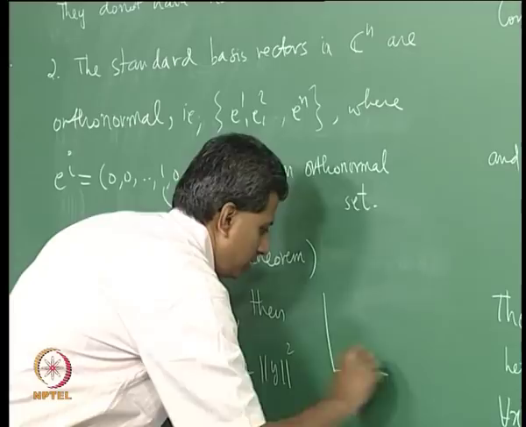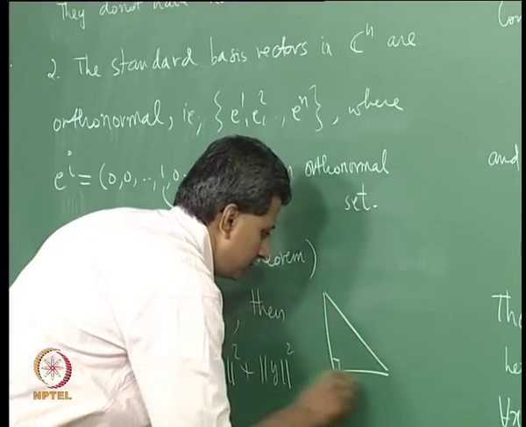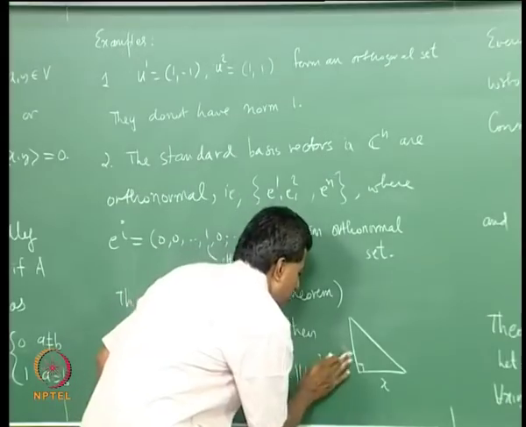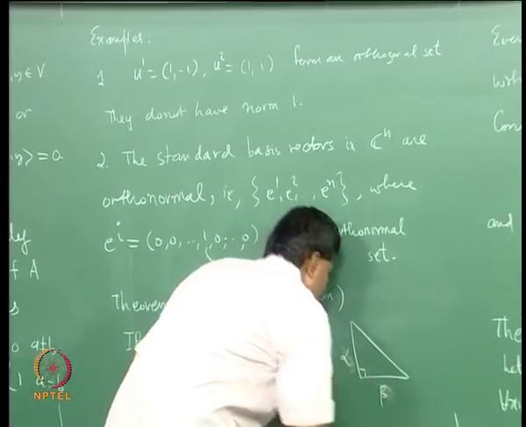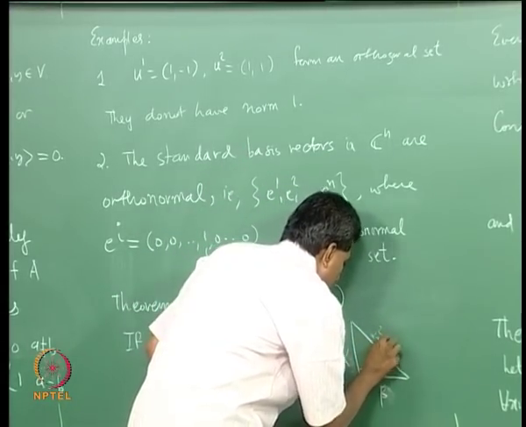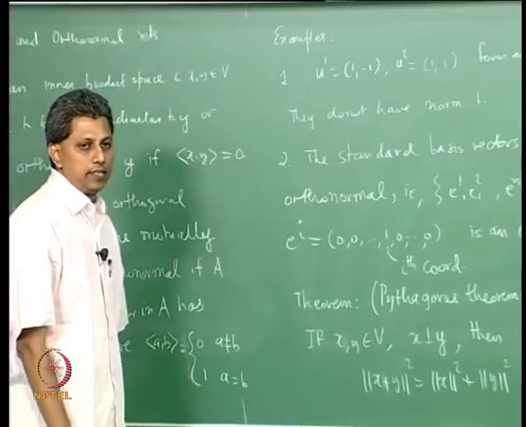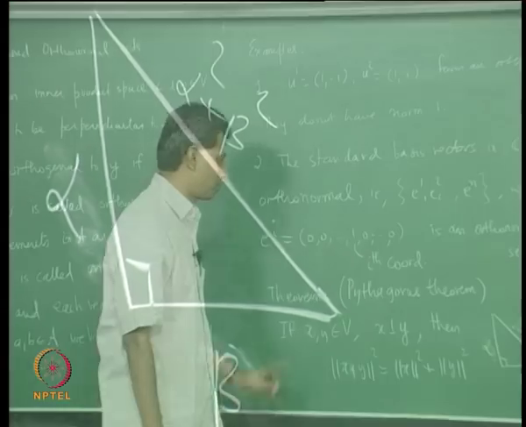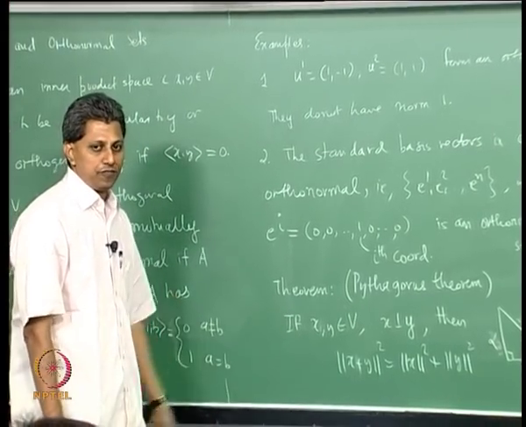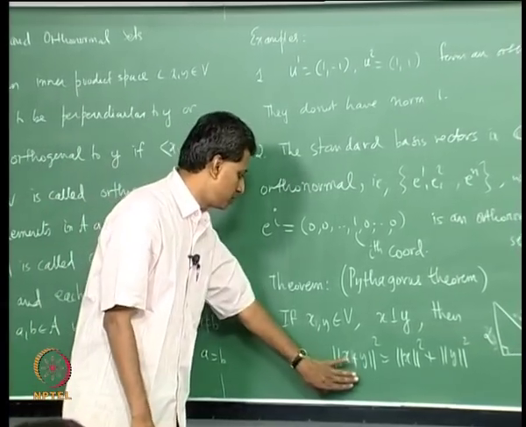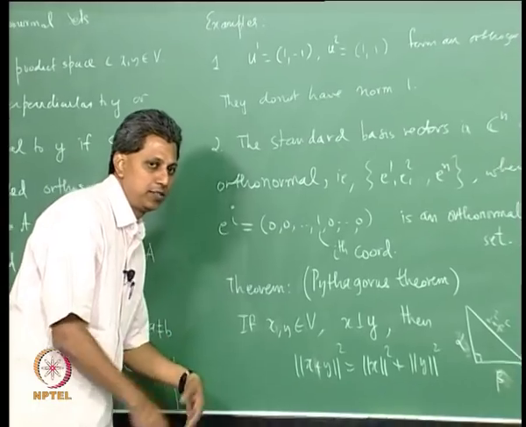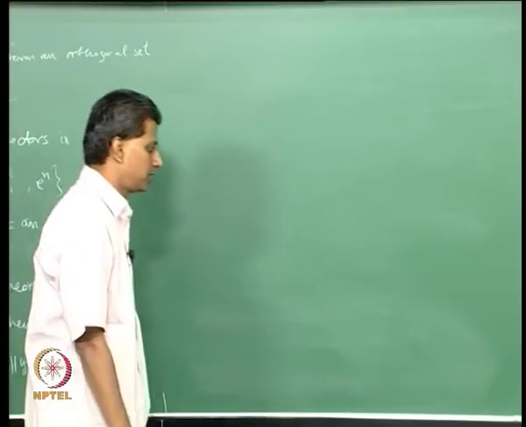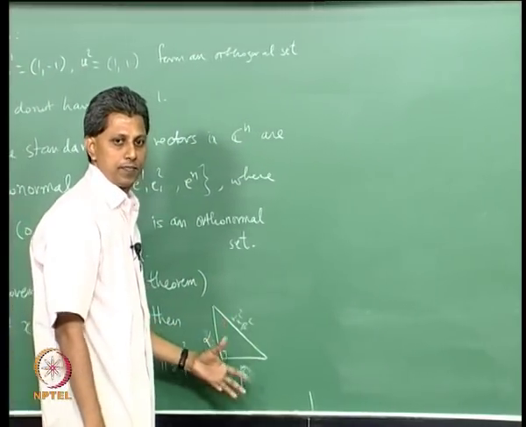Just to recall, if this angle is 90 degrees, this is x and this is y, these are the lengths. I think I should use alpha and beta as numbers, then this is alpha squared plus beta squared, where alpha and beta are the lengths. Norm x and norm y are the lengths of the sides. This holds in a general inner product space. I will leave the proof. As before, start with norm of x plus y whole squared, use the inner product, and it is a one-line proof.